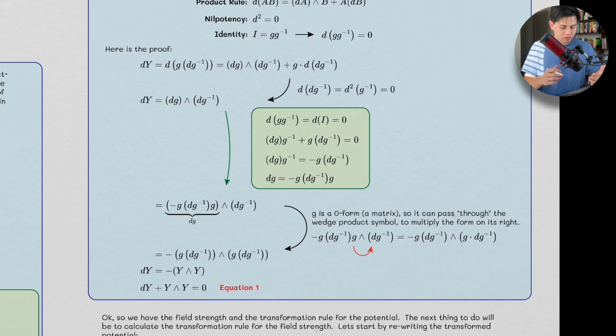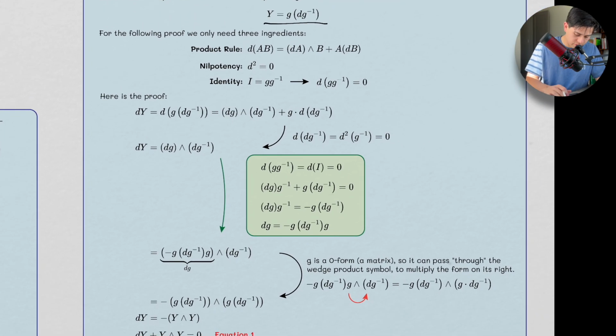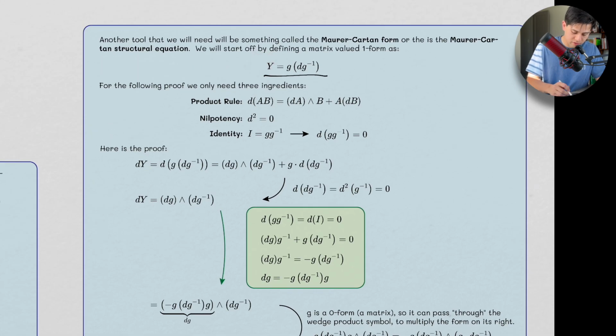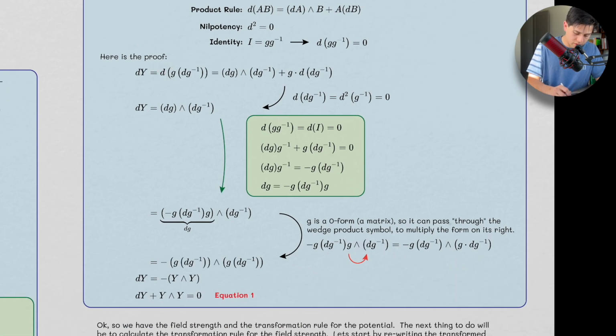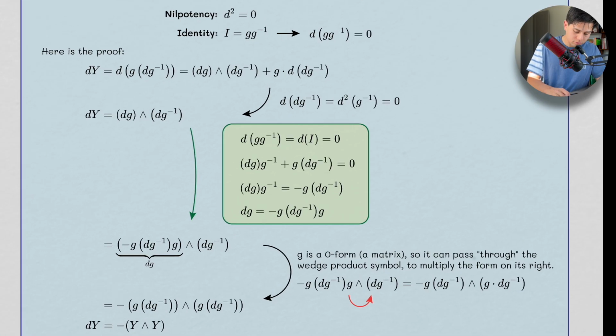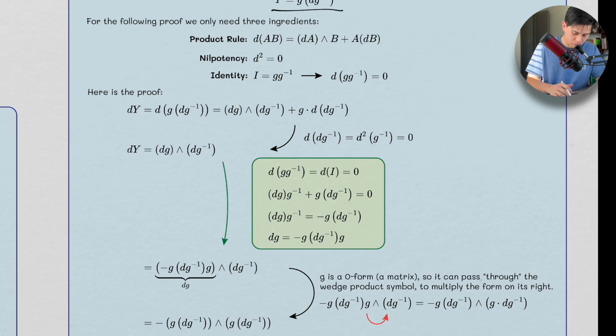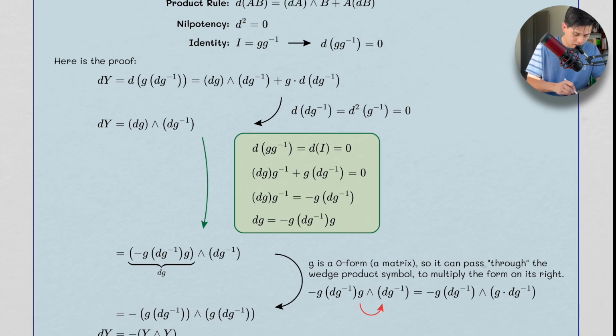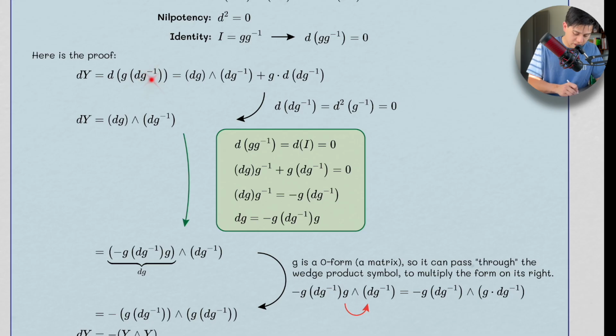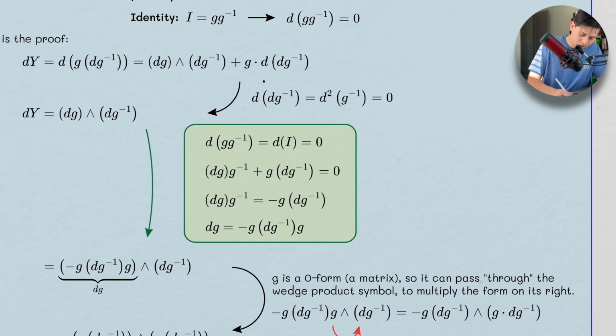Okay, so let's do the proof, right? So the proof is we start off with dy, so we want to take the exterior derivative of y, and so we do that, right? So here's our exterior derivative operator acting on this thing right here. And then we need to do the product rule, right? So the product rule is going to be this acting on G, acting on G, and then we have our DG inverse, and then this acting on DG inverse, right? And then we know that exterior derivative applied twice is going to be 0. So this is applying nilpotency.